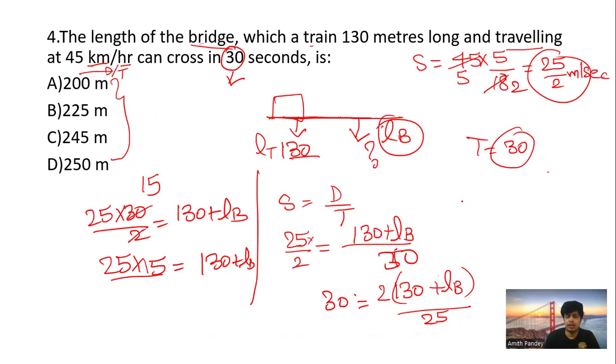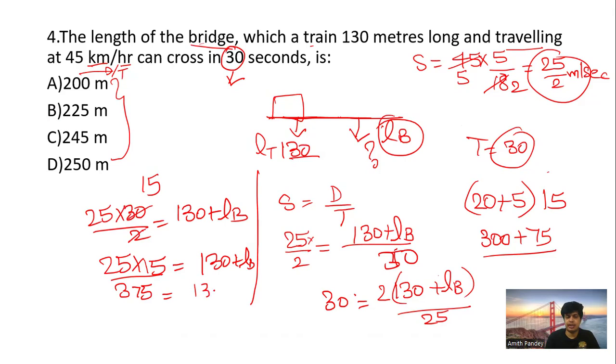Let's say if you know the 15 table, just split 25 as 20 plus 5. So 15 into 20 is 300, and 15 into 5 is 75. Just add both and you'll get the same answer. That is 375 equals 130 plus LB. Right? So 375 minus 130 equals LB.